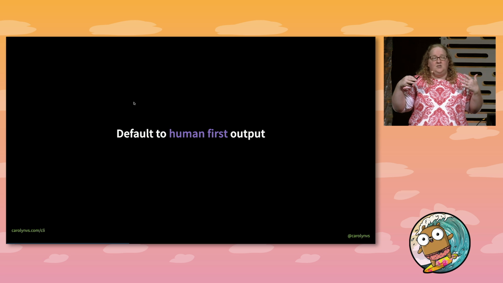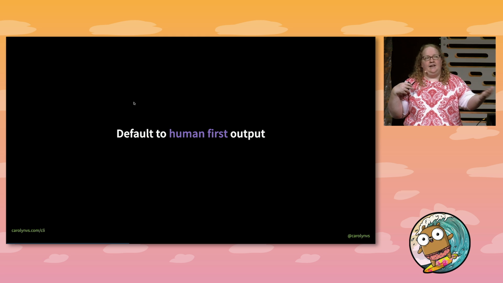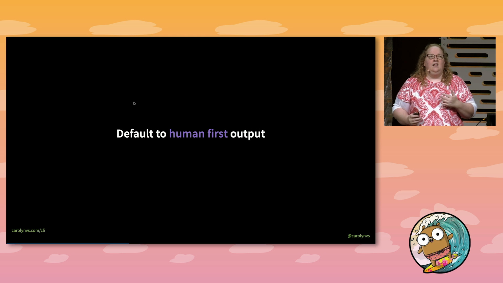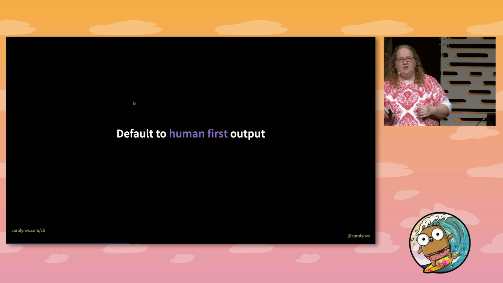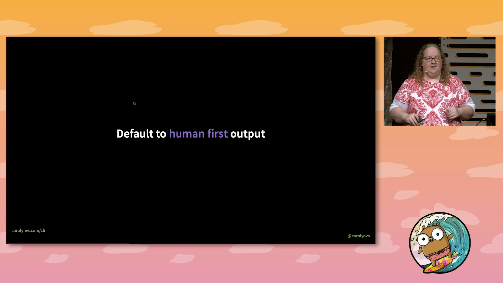Now, once you have the option, though, of getting JSON or getting a table or getting YAML, think of the poor person typing. Think of the poor person typing. Always do human output first, okay? The shortest thing they type should be human output.